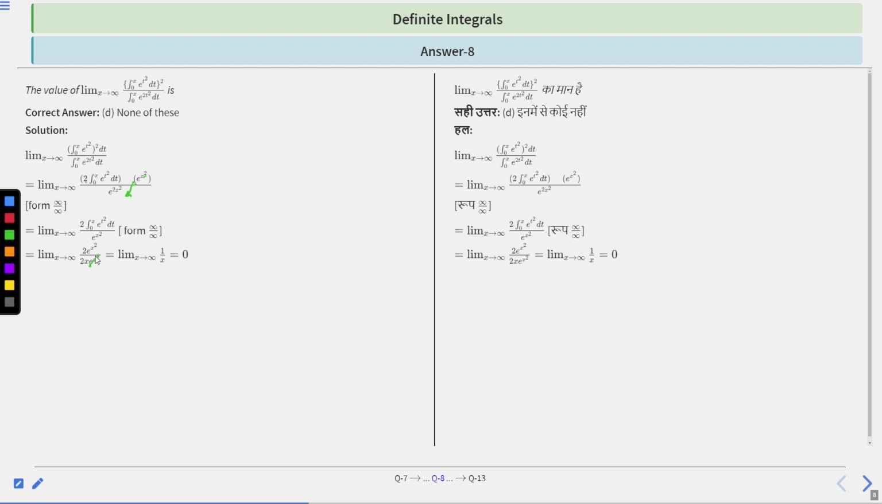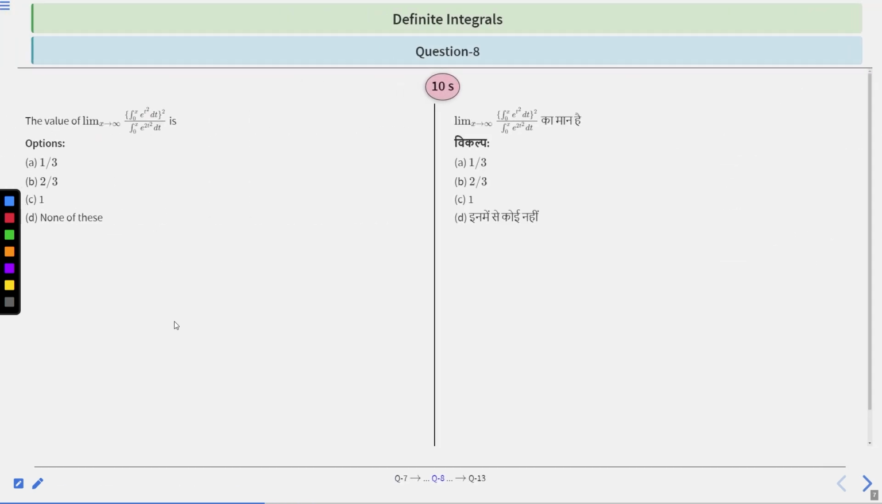Now 2e^(x²) and e^(x²) will cancel out, and we are left with the limit as x tends to infinity of 1 by x, which will be equal to 0. Got it? So I think option D is the right choice. 0 is the right answer. Option D is the right choice.